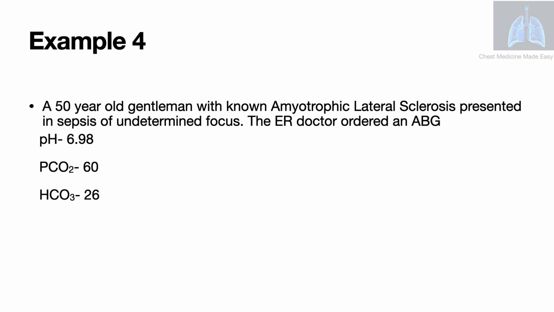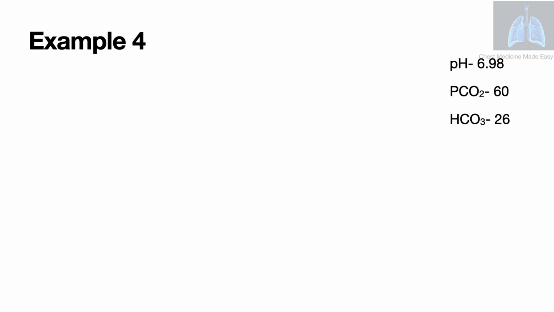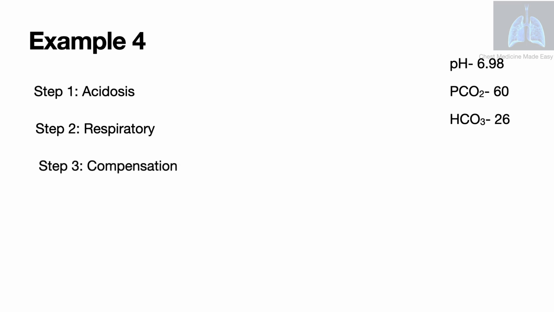A 50-year-old man with known amyotrophic lateral sclerosis presented in sepsis of undetermined focus. The ER doctor ordered an ABG. The pH was 6.98, the PCO2 60 and the bicarbonate 26. Step 1, this is an acidosis. Step 2, it is a respiratory acidosis. Step 3, compensation. The expected compensation would be an increase in the bicarbonate levels.